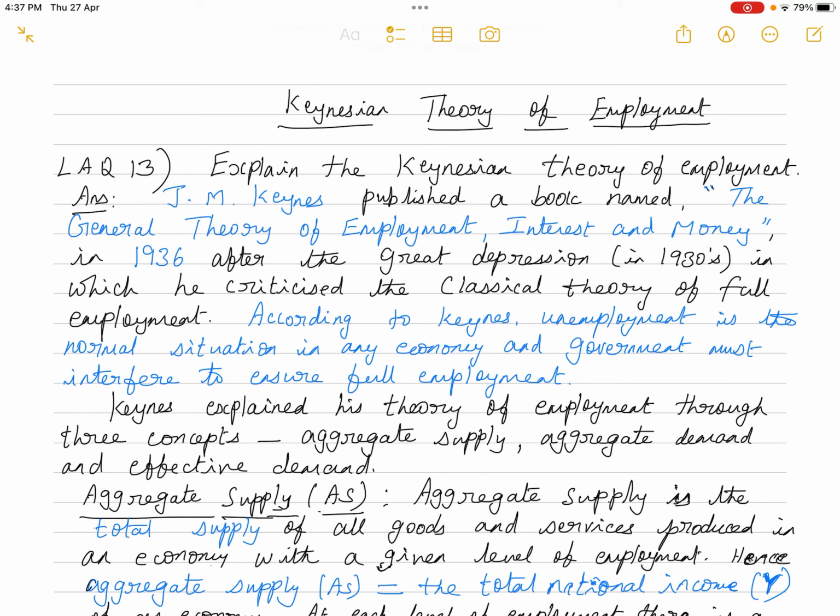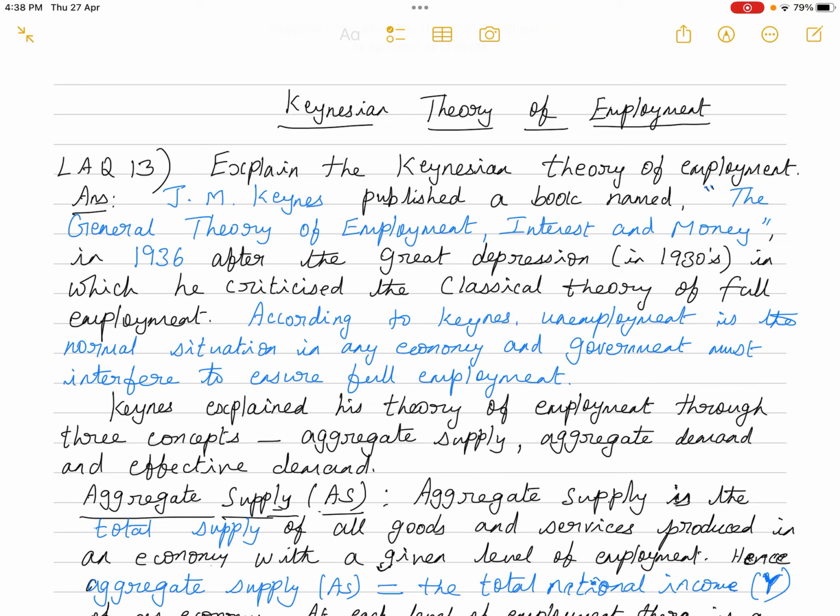So, introduction. J.M. Keynes published a book named The General Theory of Employment, Interest and Money in 1936, after the Great Depression in the 1930s, in which he criticized the classical theory of full employment. That's what I told you. The classical economists assume that any country will always be under the condition of full employment. But Keynes criticized that assumption.